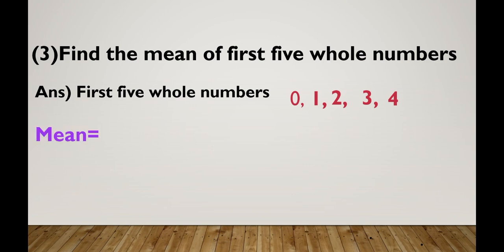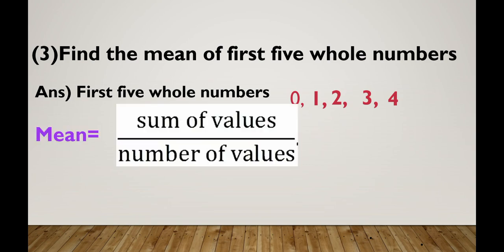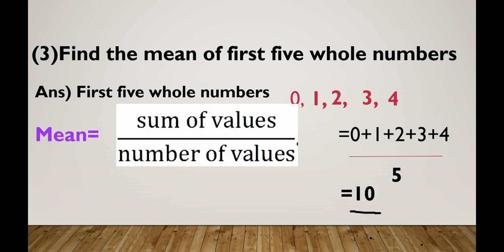So what is the formula? Mean and average both are same. Mean is equal to sum of values by number of values. Sum of values. Sum means what? You have to add 0 plus 1 plus 2 plus 3 plus 4. What's the answer? Divided by 5. That is 10 divided by 5. What is 10 divided by 5? The answer is 2. So that is the mean of first 5 whole numbers.